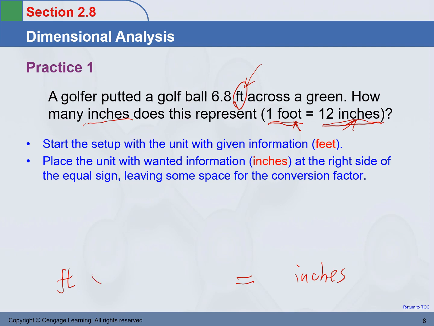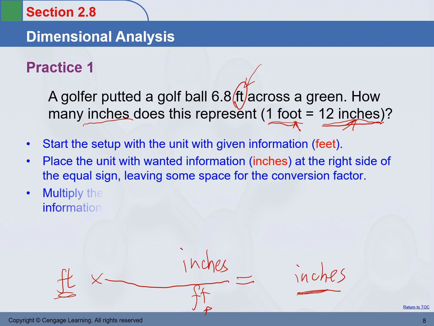You need to place a conversion factor in the middle. The conversion factor needs to be set up in such a way that the unit with given information needs to be at the bottom. The unit with wanted information needs to be on the top. That will be your setup. All you need to do now is to put in the numbers.